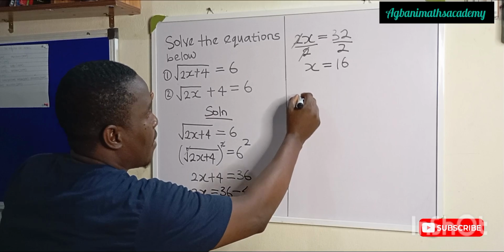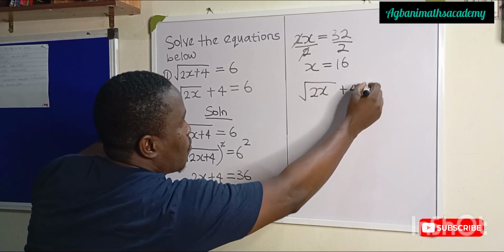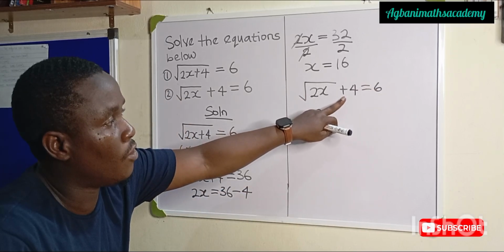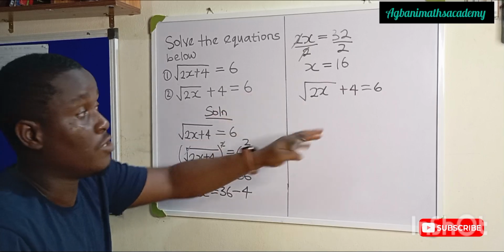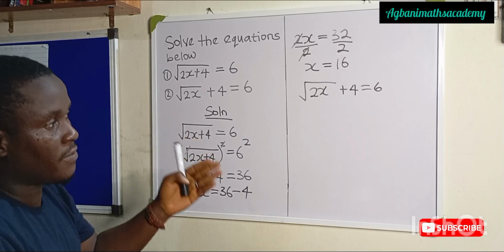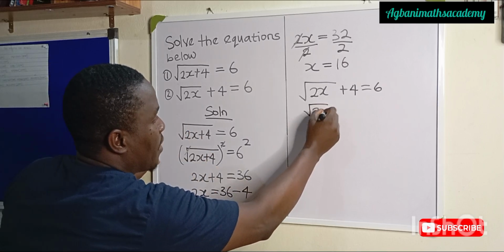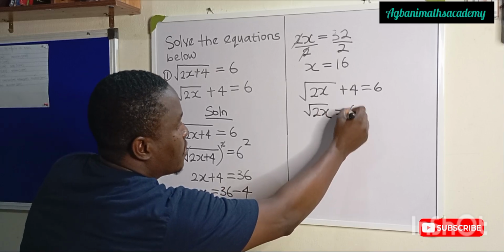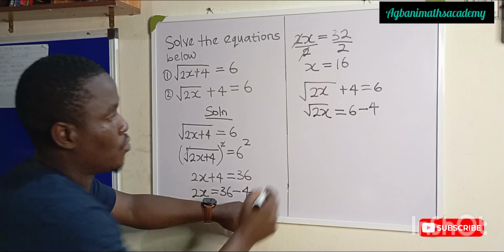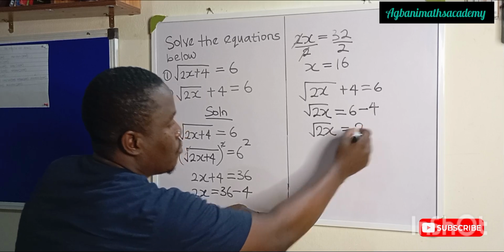In the second question, we have the square root of 2x, plus 4, is equal to 6. So since in the second question 4 is not under the square root, the first thing we're going to do is to move 4 to the right. And when we move 4 to the right, the positive sign will change to negative. So this will be the square root of 2x is equal to 6 minus 4. 6 minus 4 is going to give us 2. So we have the square root of 2x is equal to 2.